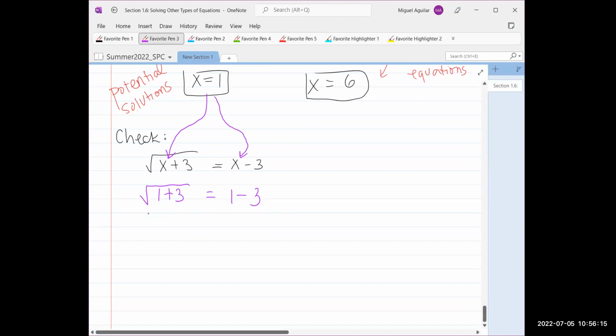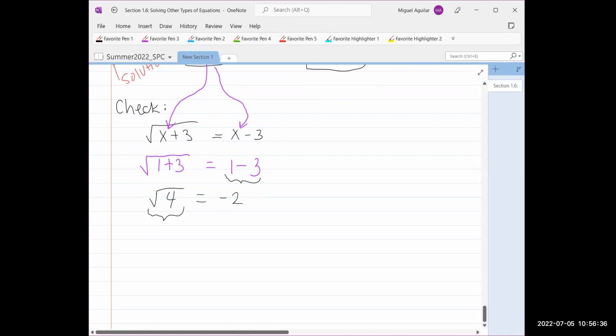What is 1 plus 3 if I want to simplify this? 4. So on the left-hand side of this little equation, I have the square root of 4 is equal to, what's 1 minus 3? -2. Okay, let's simplify the square root of 4. What is that when we put it in the calculator? Or do you know what the square root of 4 is? Oh, hold on. Sorry. It's just 2, right? The square root of 4 is 2.